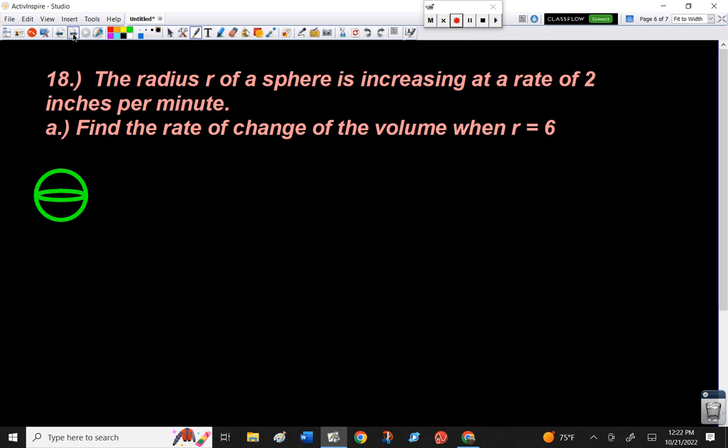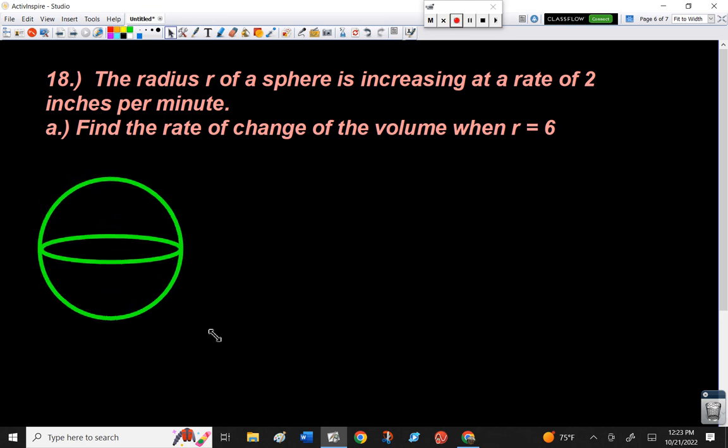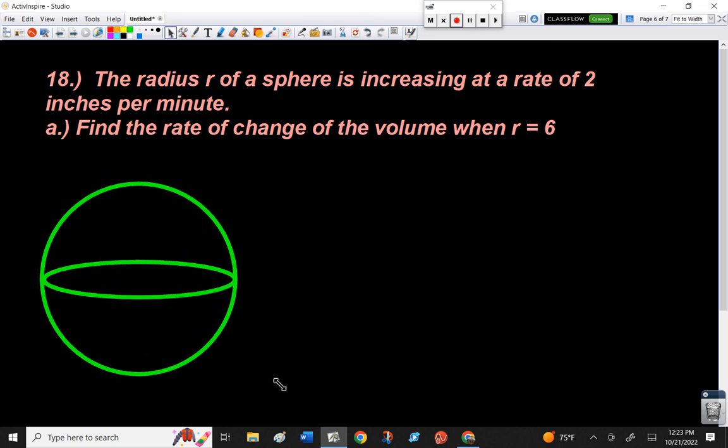Ladies and gentlemen, I have a radius of a sphere that's increasing at a rate of 2 inches per minute. Part A says, find the rate of change of the volume when r is equal to 6. So, please don't make fun of my cheap animations, ladies and gentlemen, but here's my sphere, and the rate at which the radius is increasing is 2 inches per minute. We want to find out what is the rate of change of the volume when r is equal to 6.